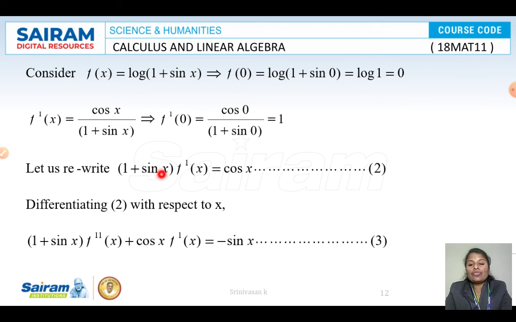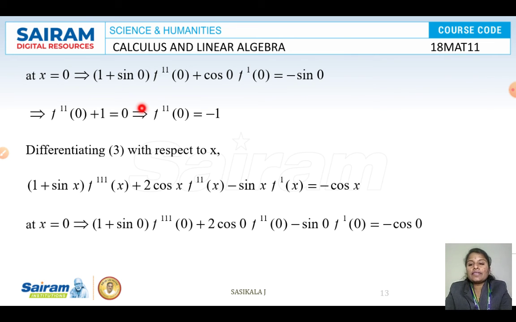So now you can differentiate this. 1 plus sin x into f double dash of x, plus f dash of x into cos x is equal to minus sin x. Okay. So now in this equation put x is equal to 0, you can substitute f double dash of 0 plus f dash of 0, which I already know, the value is 1. Cos 0 is also 1. Sin 0 will be 0. Then f double dash of 0 will be equal to minus 1.